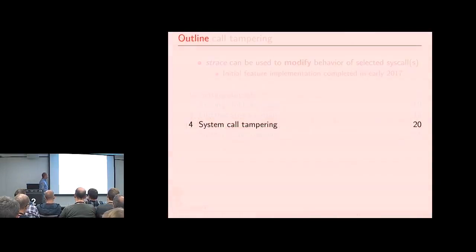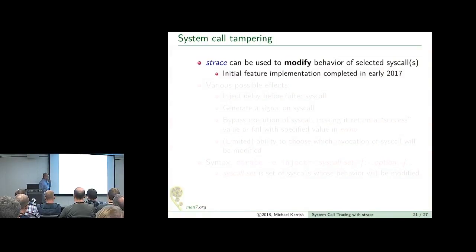One of the features that has been added more recently to strace is system call tampering. It used to be you could just use strace to trace the execution of a process. You can now use strace to interfere with the execution of a program. You can cause certain system calls to change their behavior in various ways. And this feature in general is called system call tampering.